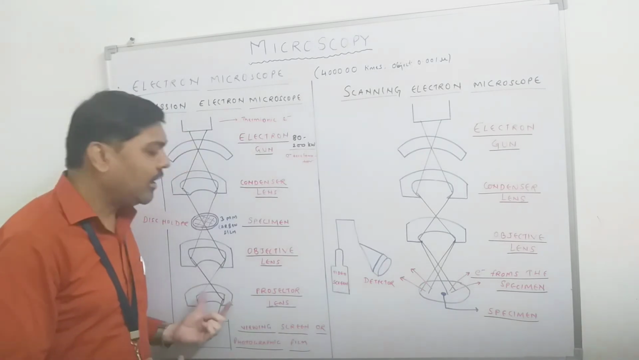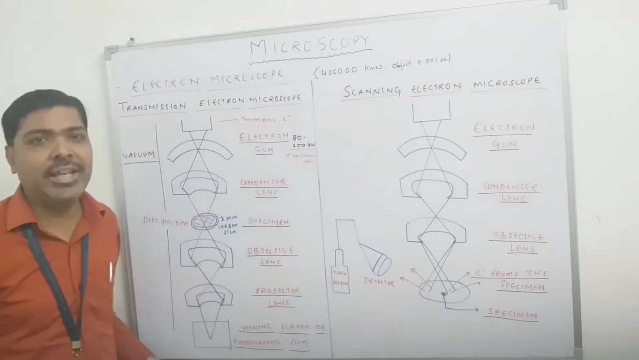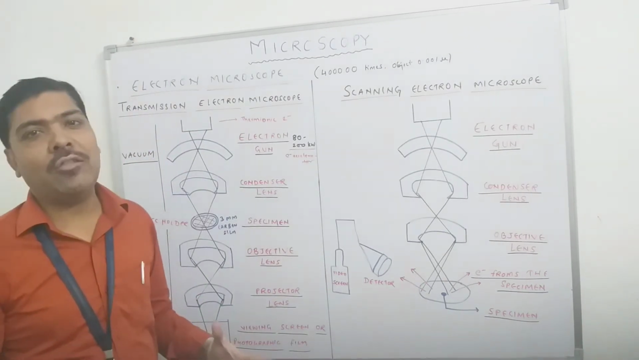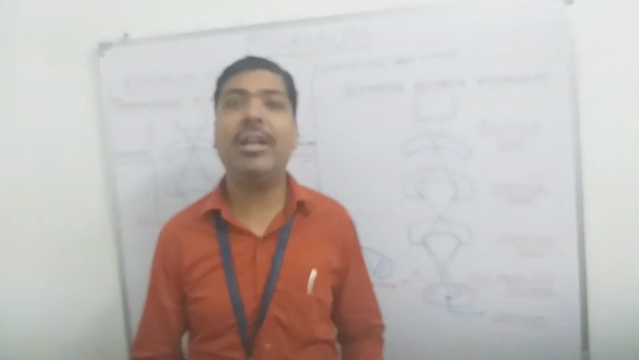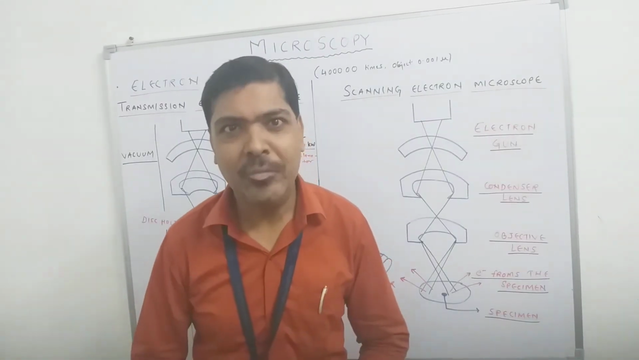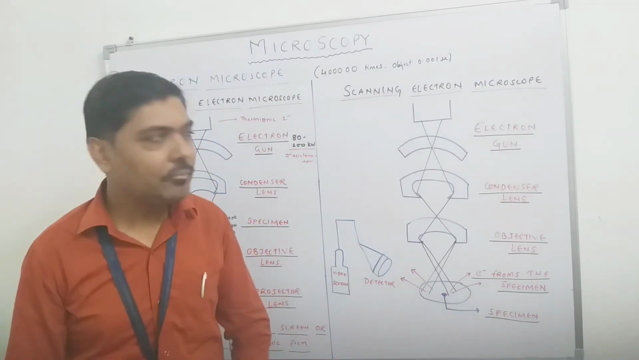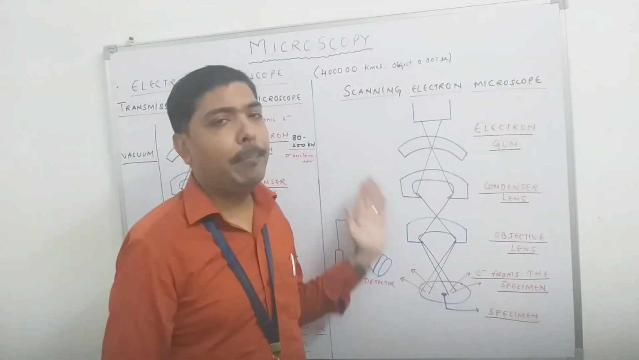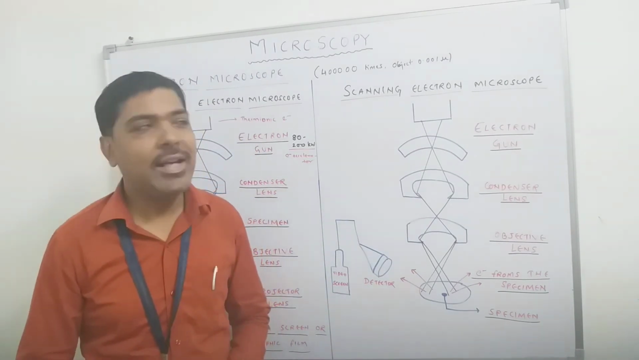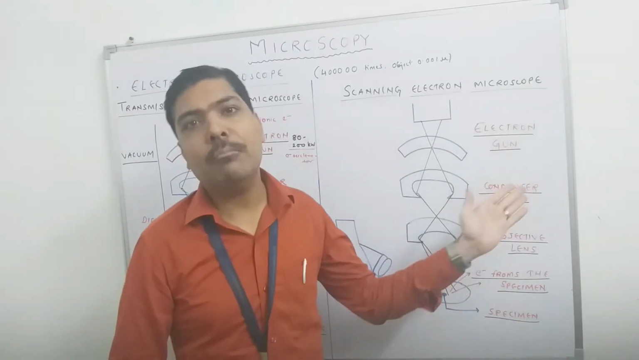Then it is focused with the help of the projector lens towards the photographic plate, which actually forms the magnified image of any object. So this is all about transmission electron microscopy. Now the next electron microscopy is scanning electron microscopy.